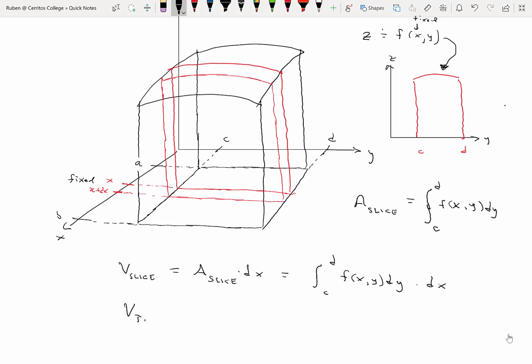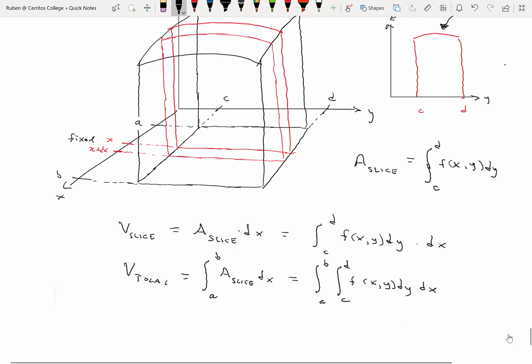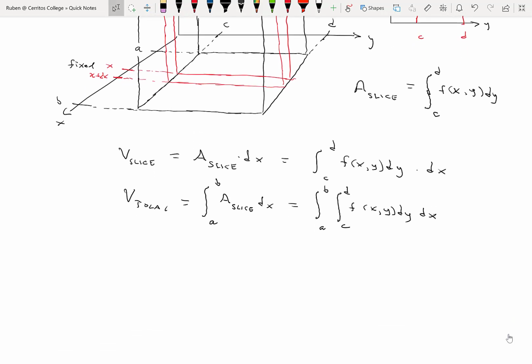So the total volume I get by adding up, integrating, all the areas of the slices times the dx's, all the individual slices of bread as x varies from a to b, or integrate from a to b of the integral of f of x, held fixed, y with respect to y from c to d, and integrate that result. Now x is not fixed, x varies from a to b. It looks like I formed something like the double integral.